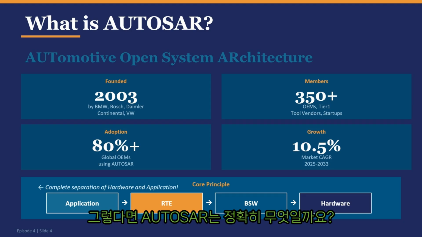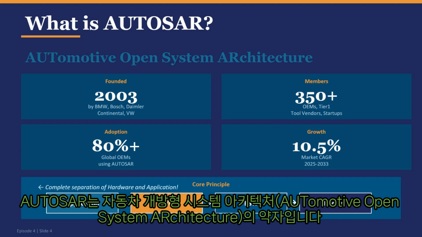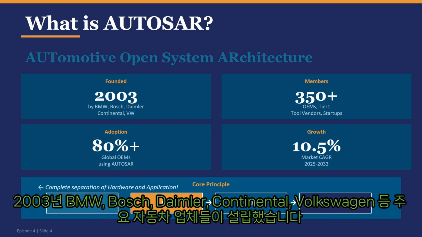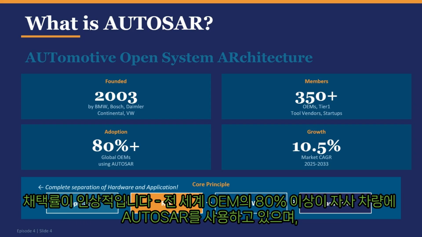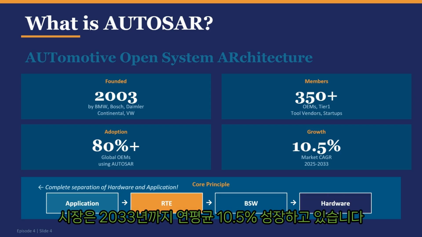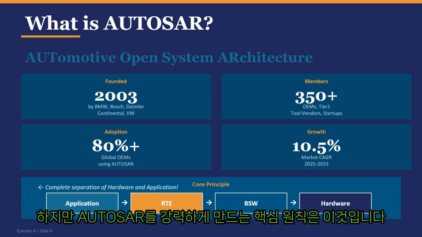So what exactly is AUTOSAR? AUTOSAR stands for Automotive Open System Architecture. It was founded in 2003 by major automotive players including BMW, Bosch, Daimler, Continental, and Volkswagen. Today, the consortium has grown to over 350 members, including OEMs, Tier 1 suppliers, tool vendors, and startups. The adoption rate is impressive. Over 80% of global OEMs are using AUTOSAR in their vehicles, and the market is growing at 10.5% CAGR through 2033.